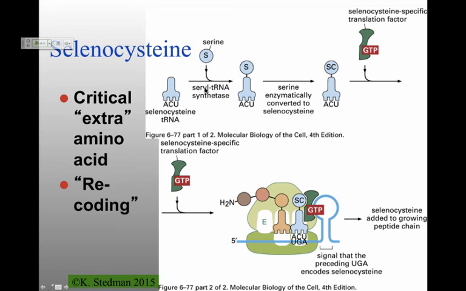So you have this selenocysteine, ends up getting added through serine, but this tRNA has an anticodon which binds to a stop codon.